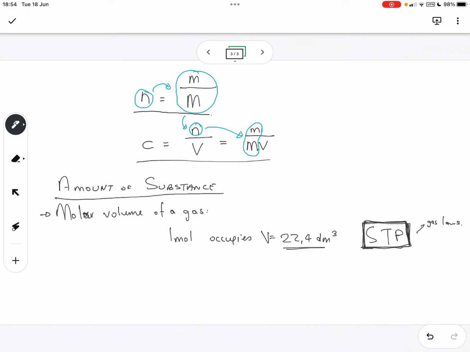So what this then means is that if we have hydrogen gas, 2 moles of hydrogen gas will occupy a volume of 44.8 dm cubed. So volume, remember, is a 3-dimensional measure of the space inside.